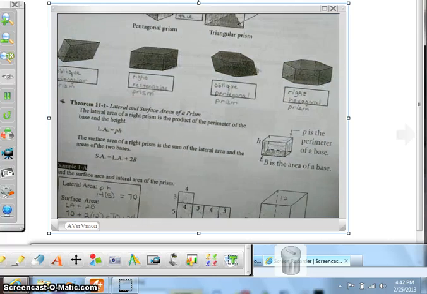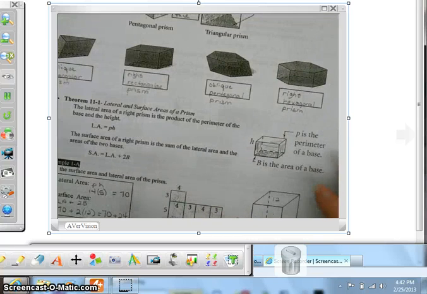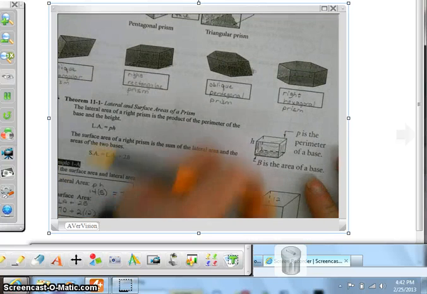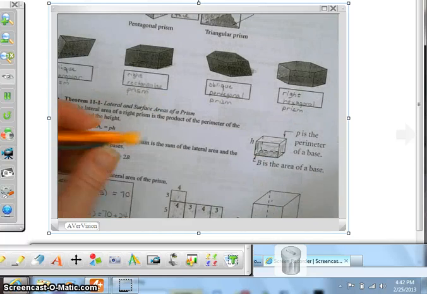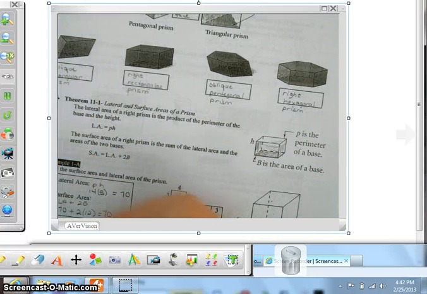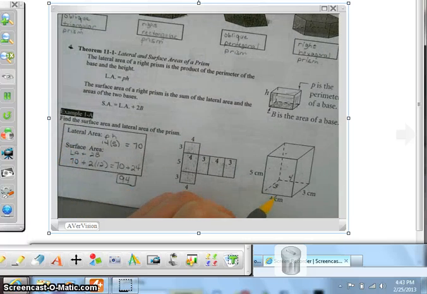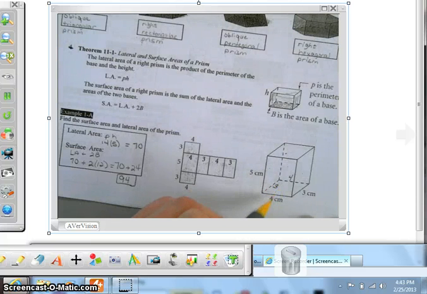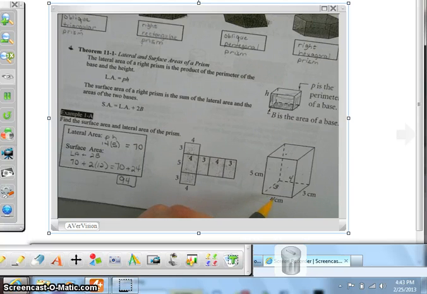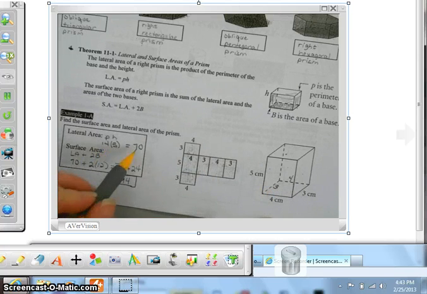Okay, so let's look down at example 1. You can see I went ahead and added some numbers here. We have a 3, 3, 4, 4, and the height is 5. So your lateral area is PH, so it's perimeter, which is 14. How did I get 14? Because I added 4 plus 4 plus 3 plus 3. So it's 14 times the height of 5. So 14 times 5 is 70.